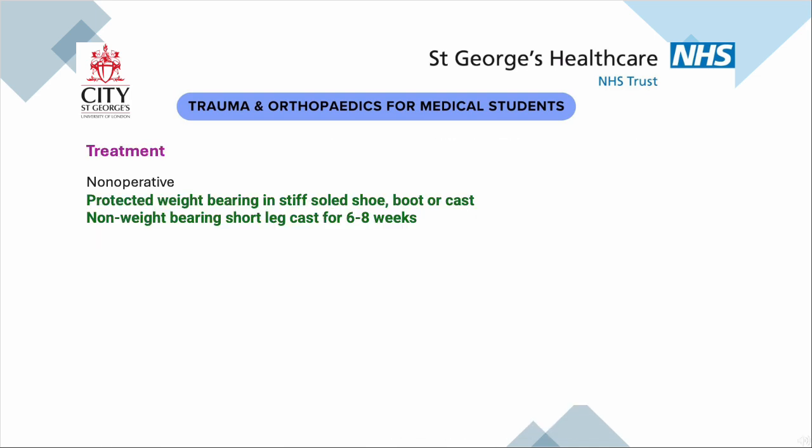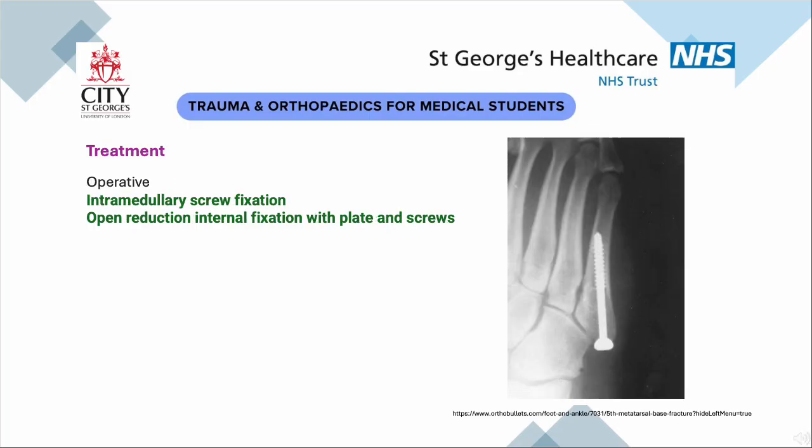Treatment can be non-operative, which is protective weight bearing in a stiff shoe or a boot, and occasionally non-weight bearing in a short cast, again protecting against DVT. Operative treatment is reserved for either those fractures which it is felt won't unite, or those that have failed to unite, and this can be done either with a screw straight down the middle or a plate and screws through a slightly larger incision.